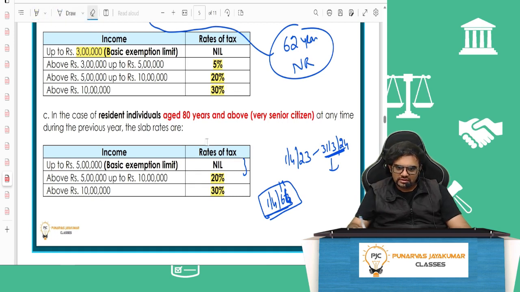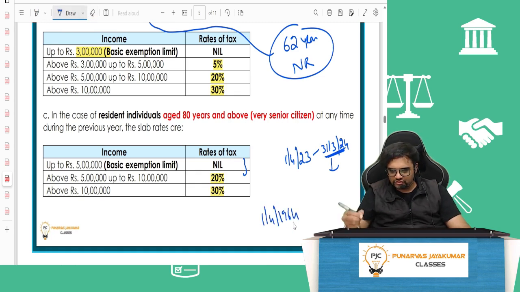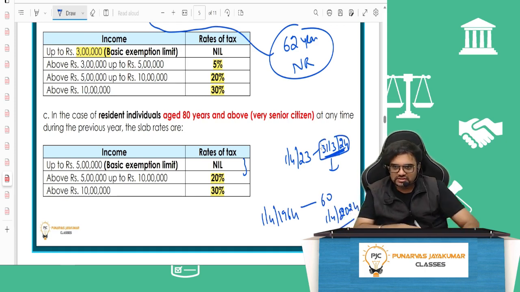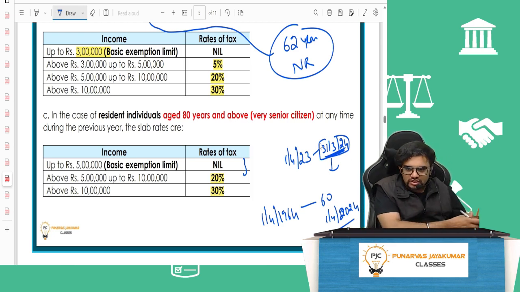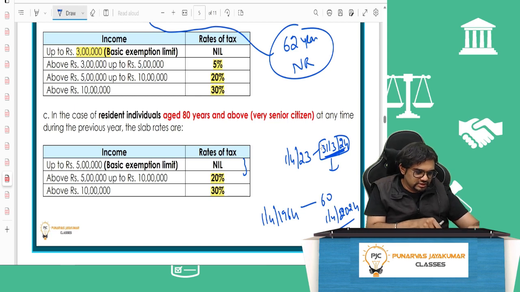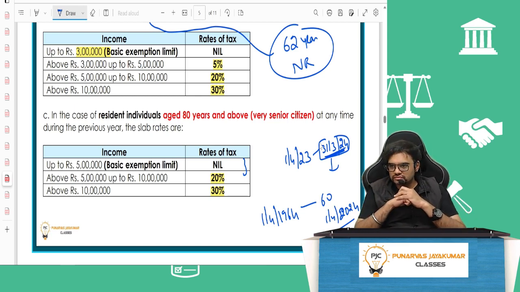So, simple example. One person was born on 1st April 1964. He will turn 60 years only on 1st April 2024. On 31st March 24, obviously he is 59 years. The question is, what is my assessment year? 1st April 24. Same. Finance Act 23, assessment year will be 1st April 24. On the assessment year, I become 60. That's fine. But in the previous year, I am still 59. So my basic exemption limit is 2.5 lakh or 3 lakh?